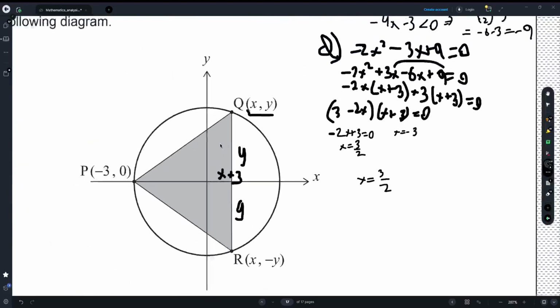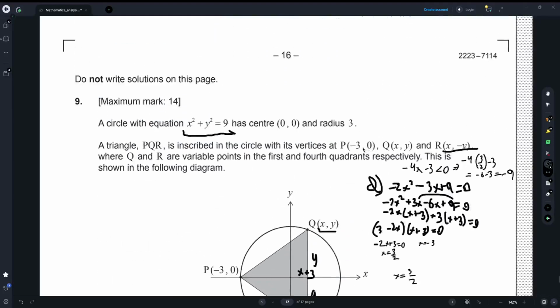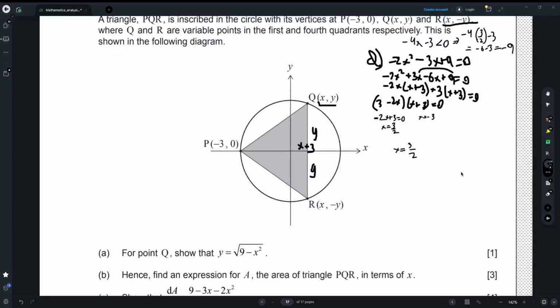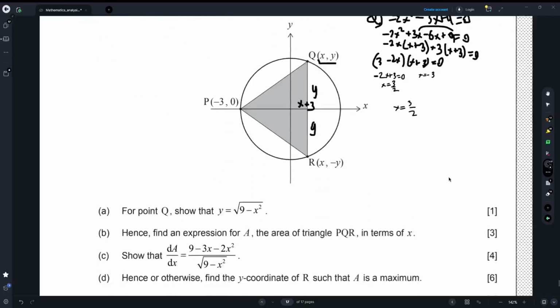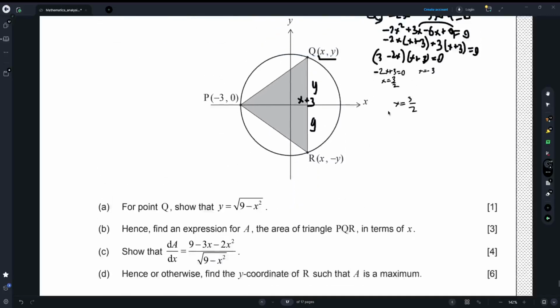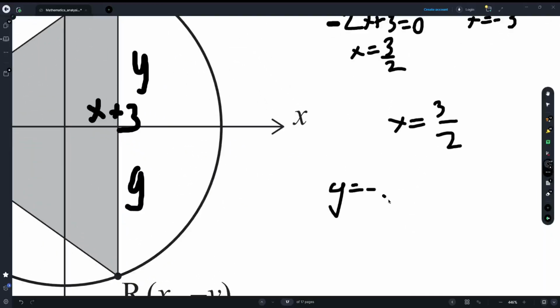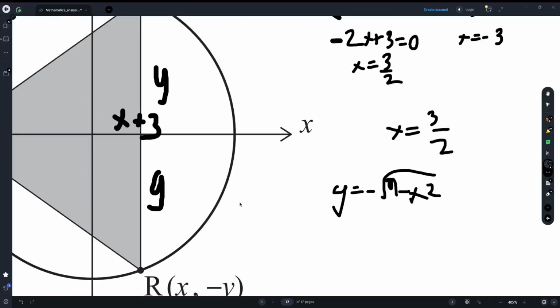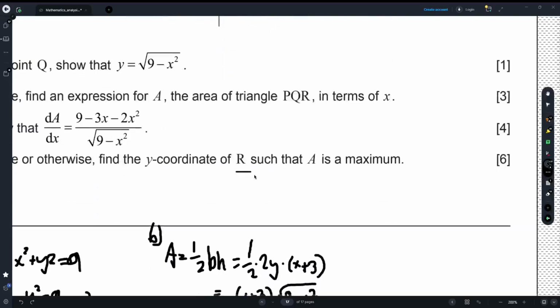And we know they want us here to find the y-coordinate of R such that A is a maximum. And to get this, we can just substitute in x, and this is in the negative quadrant, so we just have to do y equals negative root. Now, I'm sorry if I'm not explaining that much, but basically it's negative because to get a negative value of a square root, you have to put a negative sign. Typically, it could be plus minus. For point Q, it was positive. For point R, it's going to be minus, because I've said so here for point R.